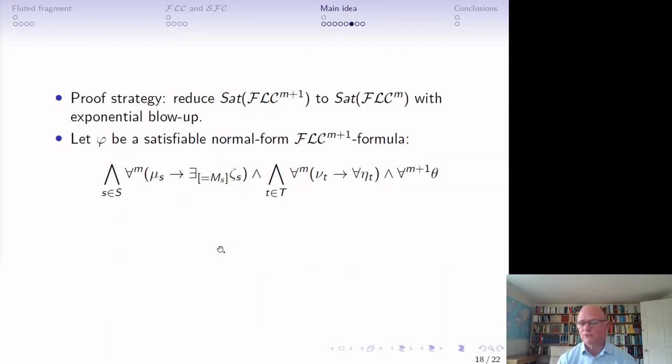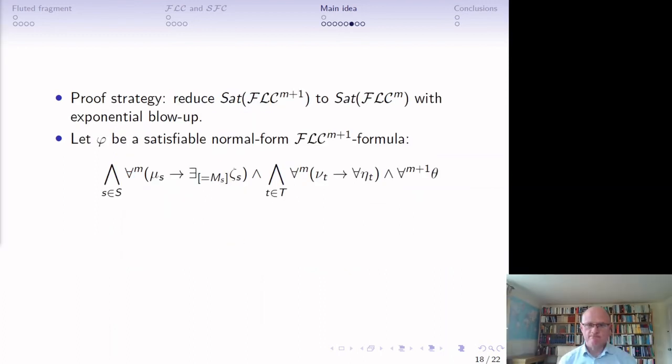Now, our strategy is to reduce the satisfiability problem for FLC m+1 to that for FLC m, possibly with an exponential blow-up. We may as well start with a normal form formula in FLC m+1. After all, we have a normal form lemma. What we want to do is to manufacture a formula in FLC m satisfiable over the same domains.